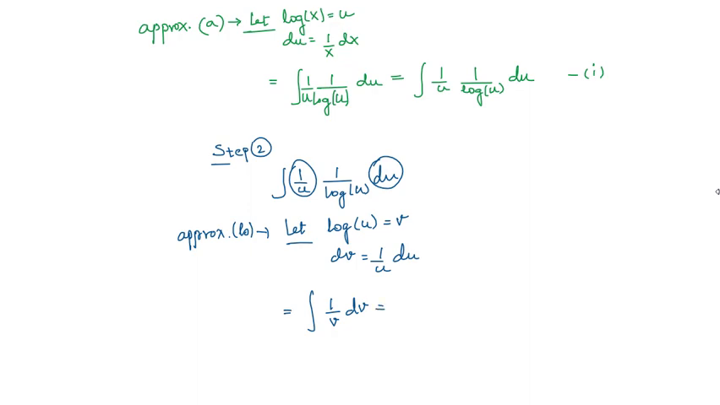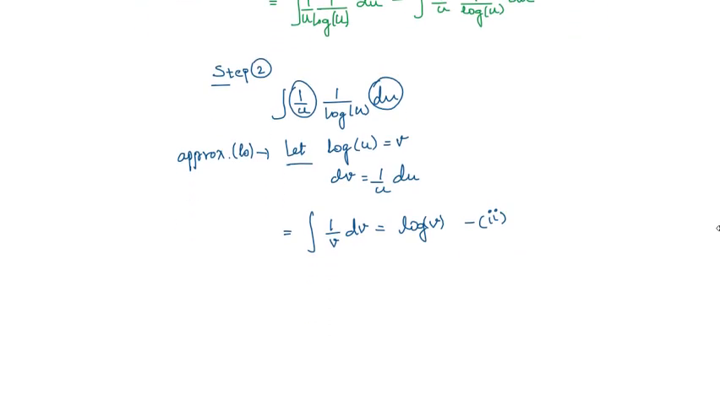Now what is the integration of 1 over v dv? Simple, as the integration of 1 over x dx is natural log of x, the integration of 1 over v dv will be natural log of v. But what is v? v is nothing but log of u. The second part is also done. Now we have to substitute original values. As v equals log of u, and u equals what? Log of x.